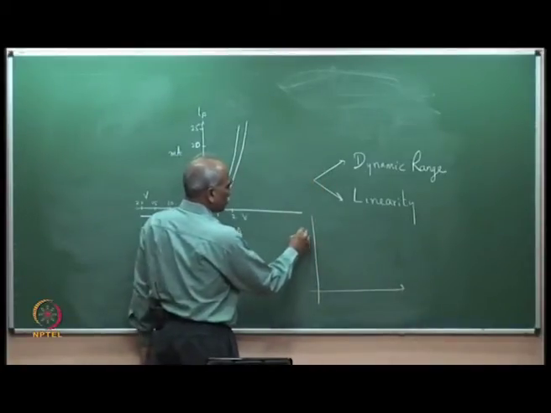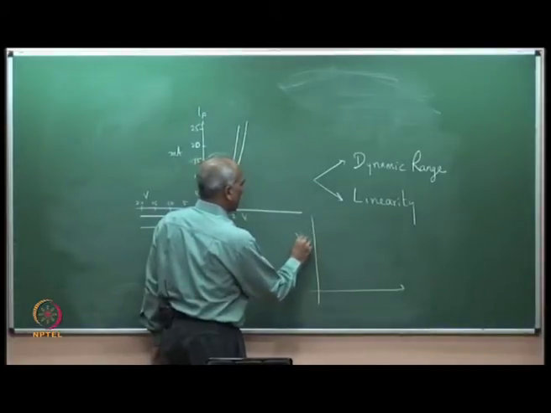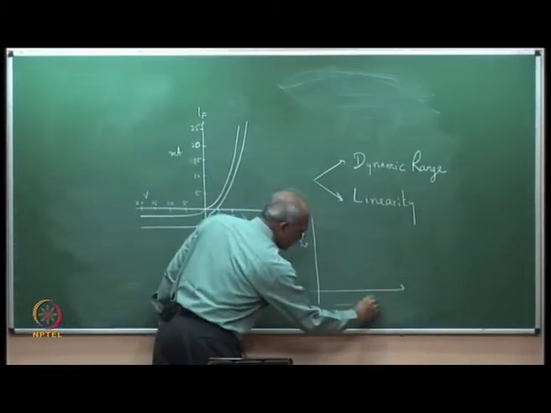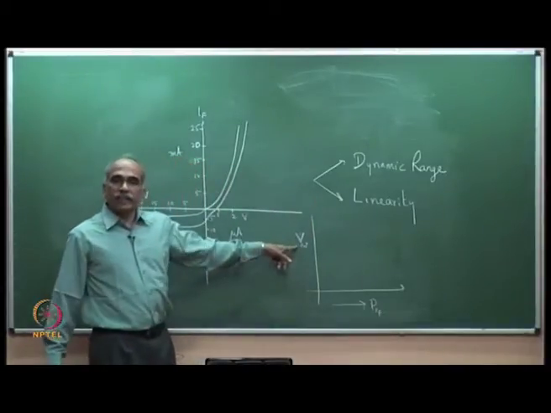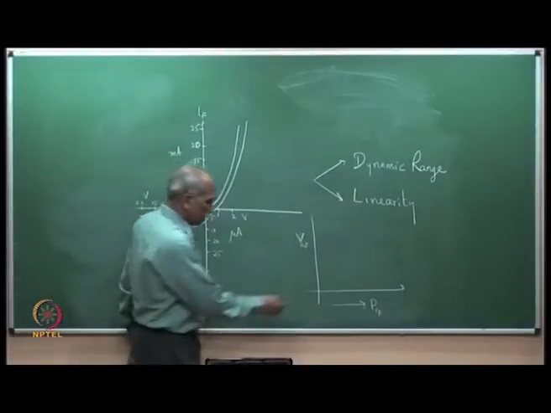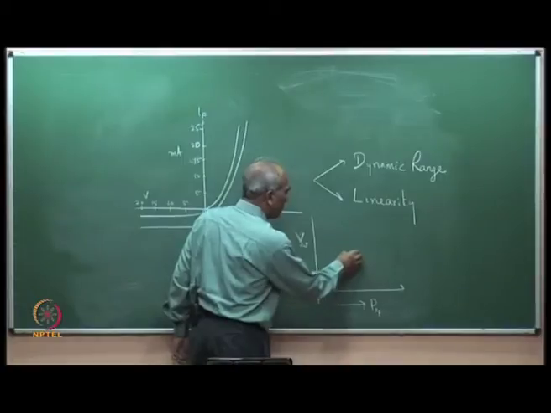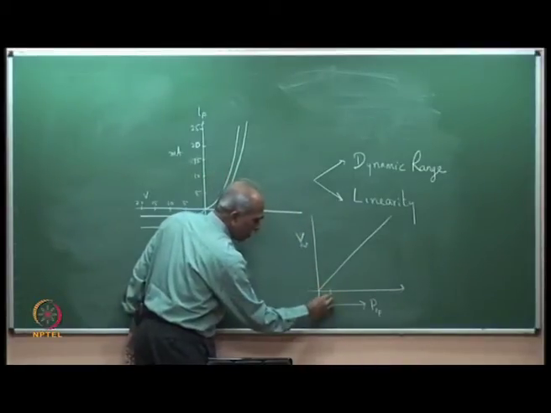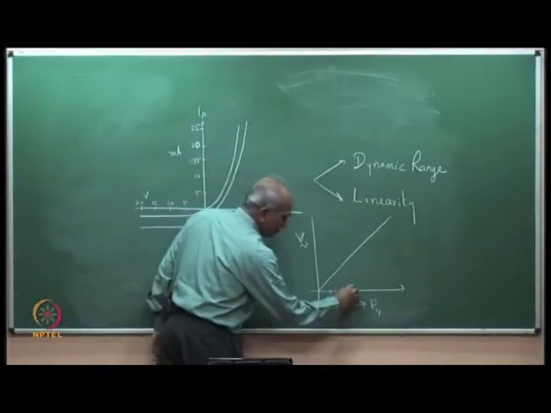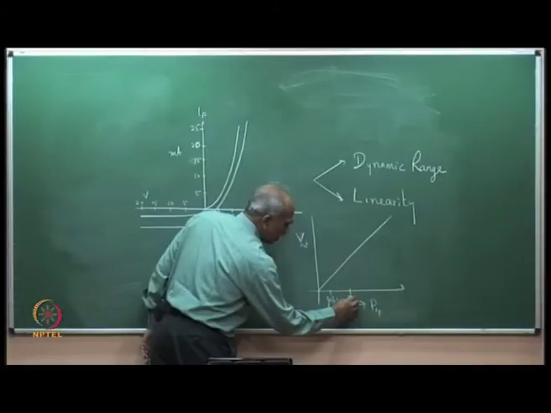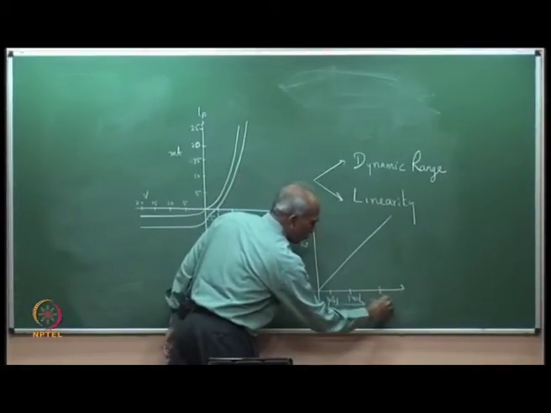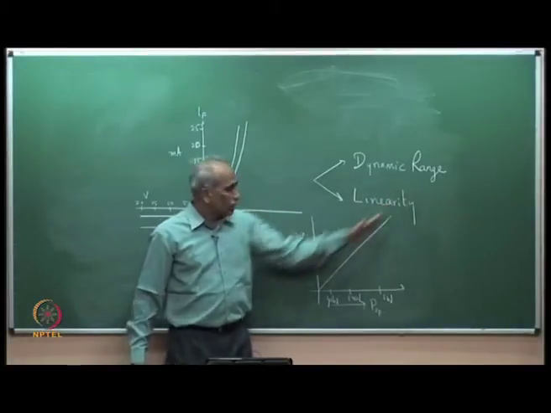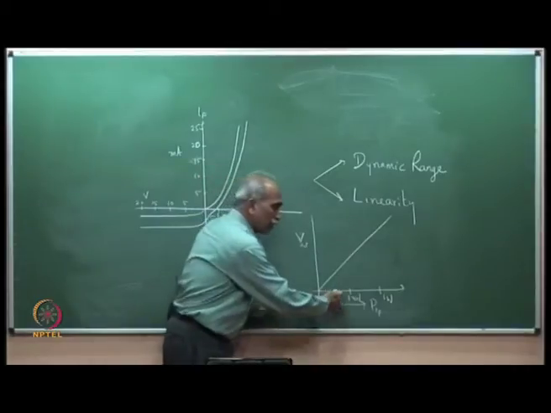you have some output voltage coming from the detector, an electrical signal V out, which you are measuring across a load resistance. Incident is optical power. This is detector output, which is in the form of an electrical voltage, let us say. Then if this continues linearly over a large voltage, large power range, which means if I put 1 microwatt, it is here. If I put 1 milliwatt, it is here. If I put 1 watt, and it is still remaining linear, this is called linear characteristic, and this has a large dynamic range.